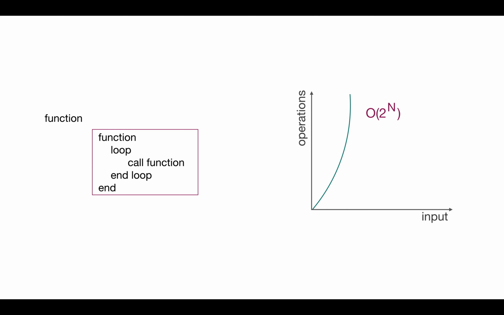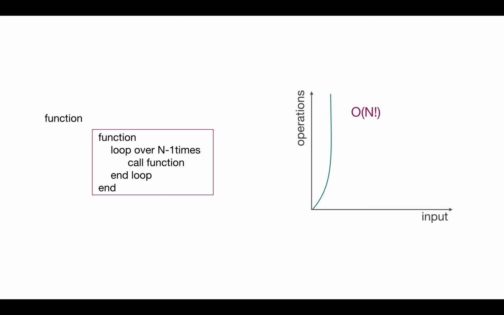And worse than this is factorial, which is n multiplied by n minus 1, n minus 2. It goes on until the value of n becomes 0. So like when we have recursion inside a loop for n minus 1 times, we get such terrible performance. So these were the most used complexities that we come across while coding and writing algorithms.